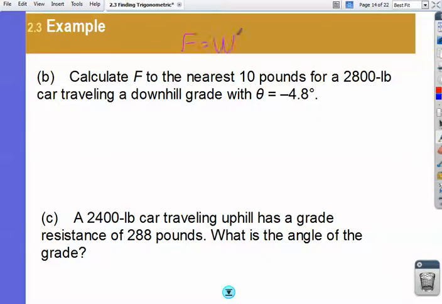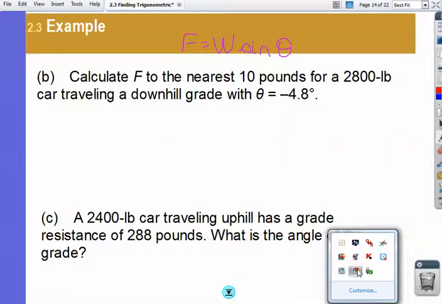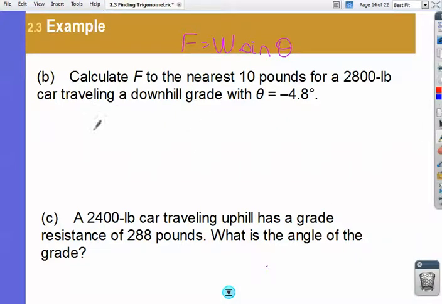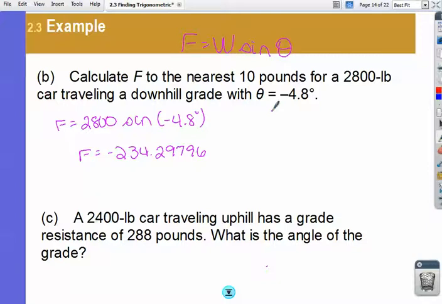Alright. Part B. This is our formula still, that's all we know. I want you guys to do B on your own and see if you can do C. Try B and C for me. So part B: my weight is 2,800. It's going downhill, so it's sine of negative 4.8. So 2,800 sine negative 4.8 gives me negative 234.29796. Would it make sense to have a negative force? Why did that come out negative? It's going down. And it said round it to the nearest 10 pounds, so it would be negative 230.